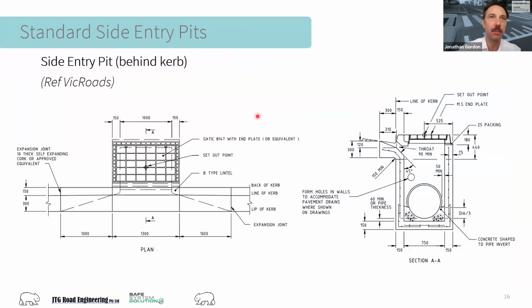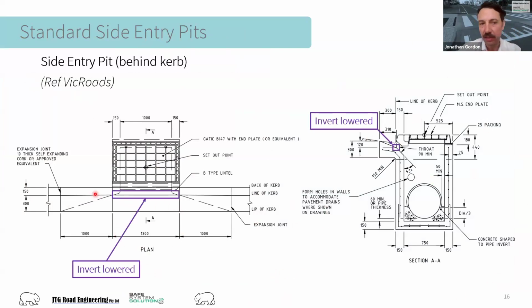I've got a plan view here and an elevation over on the right-hand side. And in the plan view and the elevation, a side entry pit has a lowered invert right at the side entry pit itself. And so that's over here. What that lowered invert does is it increases basically the height of the inlet or the gap here at the throat. And that means it's less likely to block, which is fantastic.